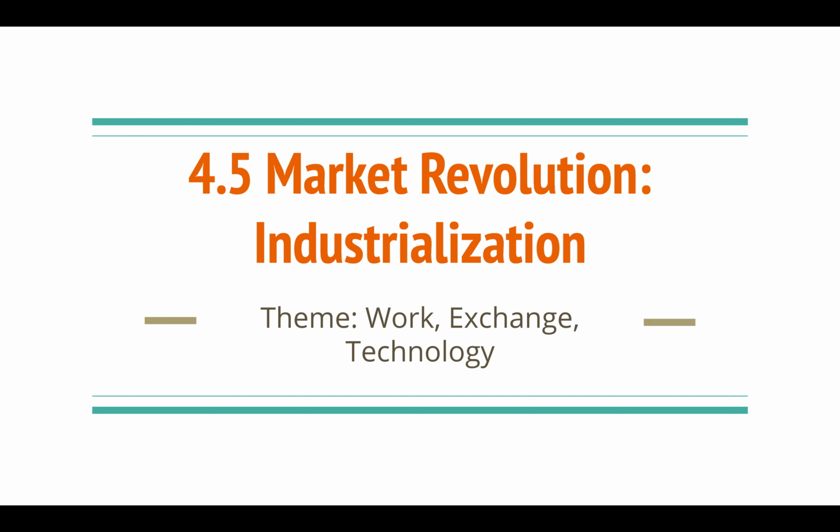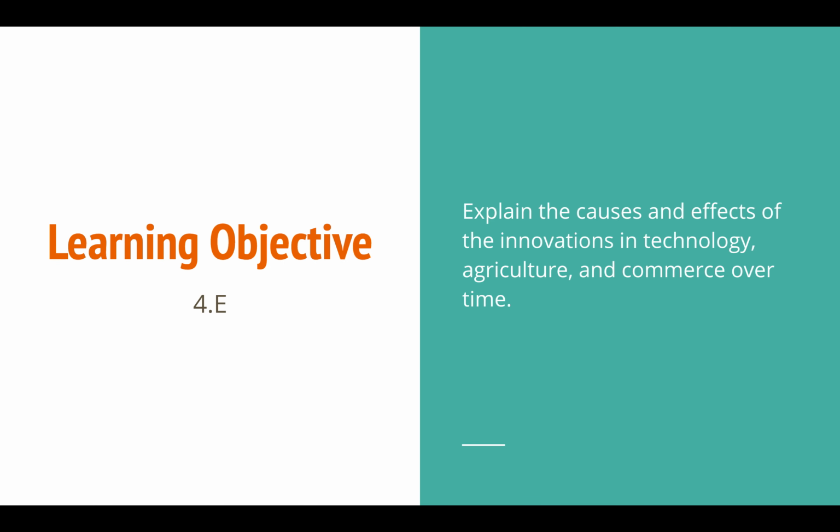All right, welcome to lecture number 27. Today we are talking about the market revolution and industrialization in the early 19th century. Our theme for today is work, exchange, and technology. Our learning objective is to explain the causes and effects of the innovations in technology, agriculture, and commerce over time.